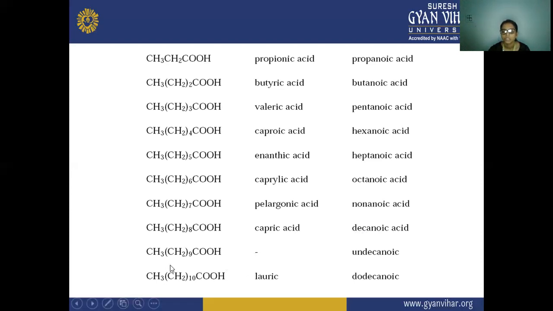Next is CH3, and this is the 11th carbon. That is why its name is undecanoic acid. And this is the 12th, so it is lauric acid, and its name is dodecanoic acid. Dodecanoic acid means 12 carbons are there, and for 12 carbons, according to the IUPAC name, its name is dodecane. So dodecane, E is replaced by oic acid. So this is dodecanoic acid.